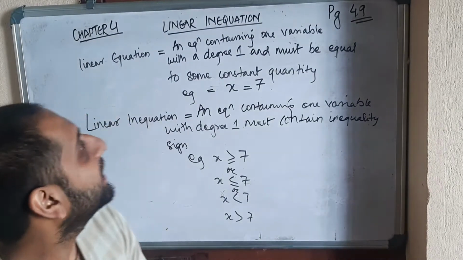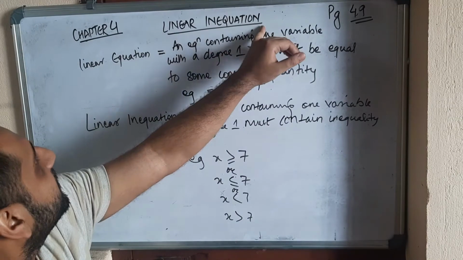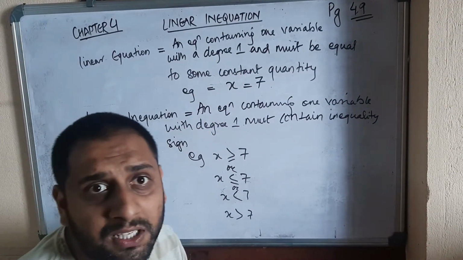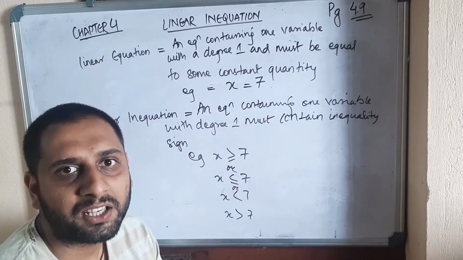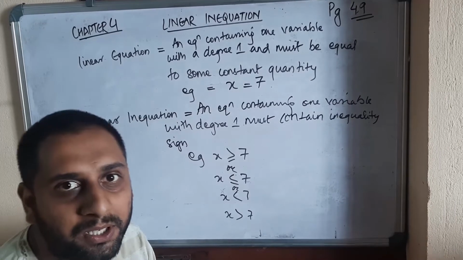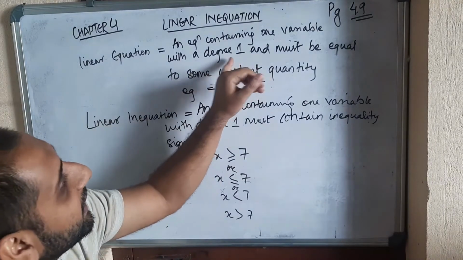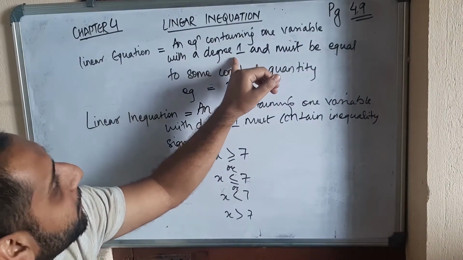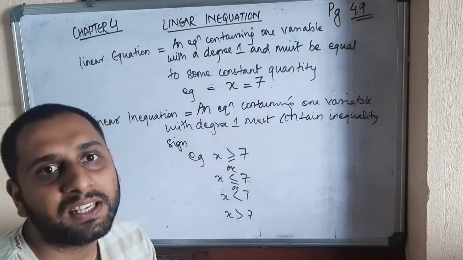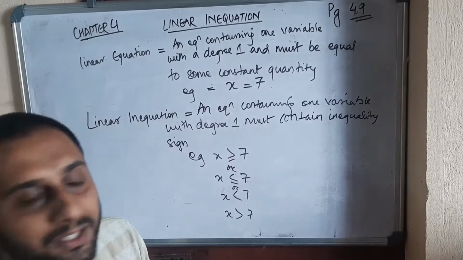Friends and students, now we'll do linear inequations, chapter 4. Before going into linear inequations, we must know what a linear equation is. An equation containing one variable with a degree 1, degree means power, any variable which has a degree 1 or power 1 and which has an equality sign, is equals to sign, is a linear equation.